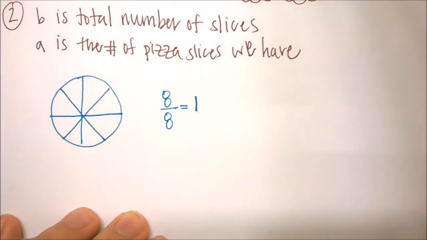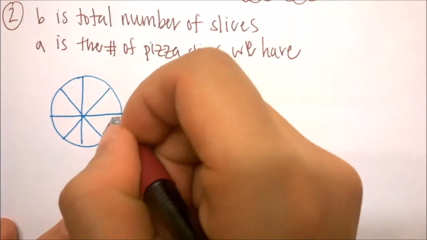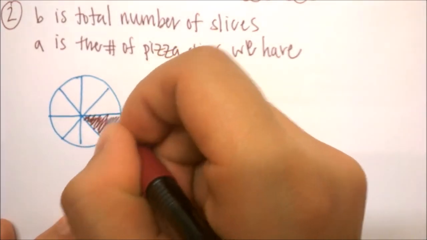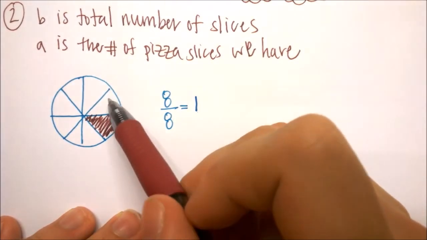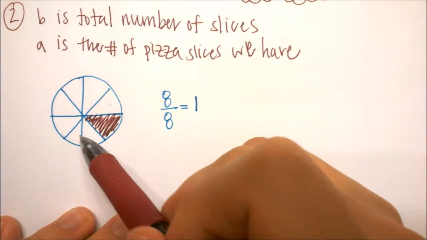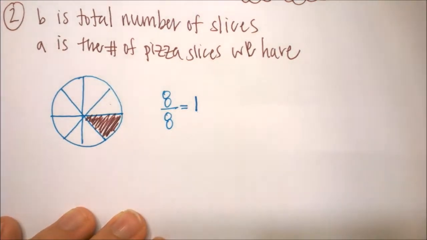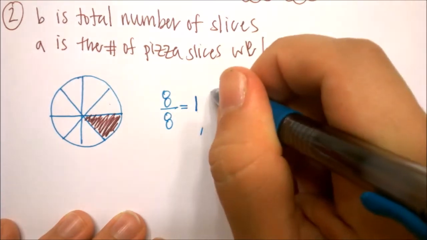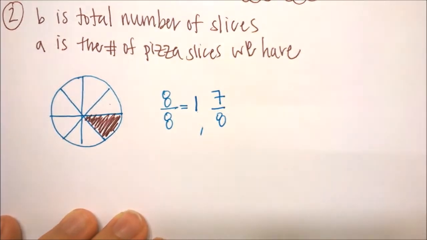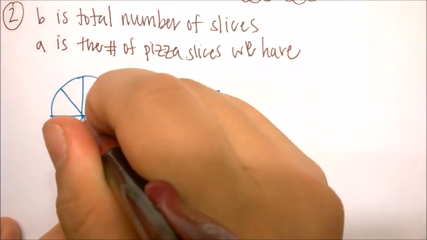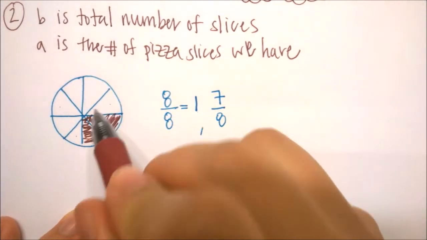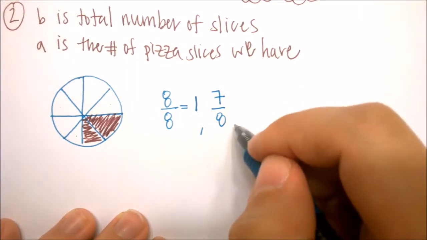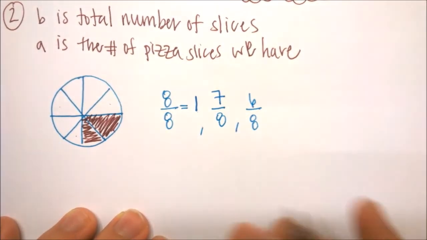Okay? So let's say that you eat one of the slices. If we shade it, it means it's gone. So we've eaten 1 slice. Well, how many slices are we left with? This one's gone, so we have 1, 2, 3, 4, 5, 6, 7. So we're left with 7 slices. So now we have 7 out of 8 slices, okay? Let's say that we eat another slice. So now we have 1, 2, 3, 4, 5, 6. So now we have 6 out of 8 slices.